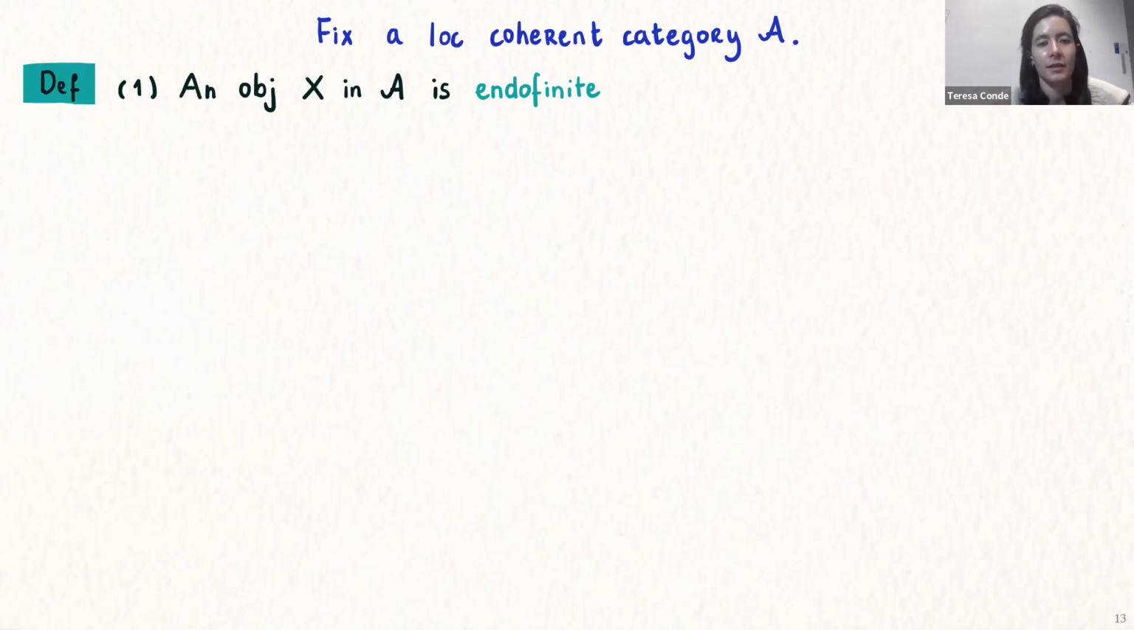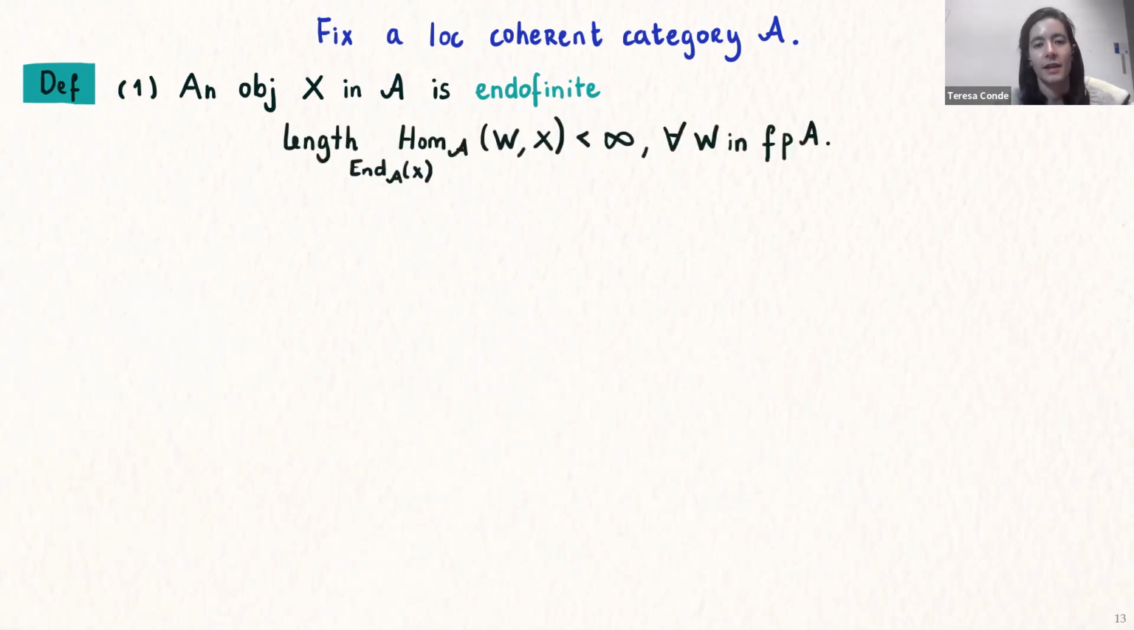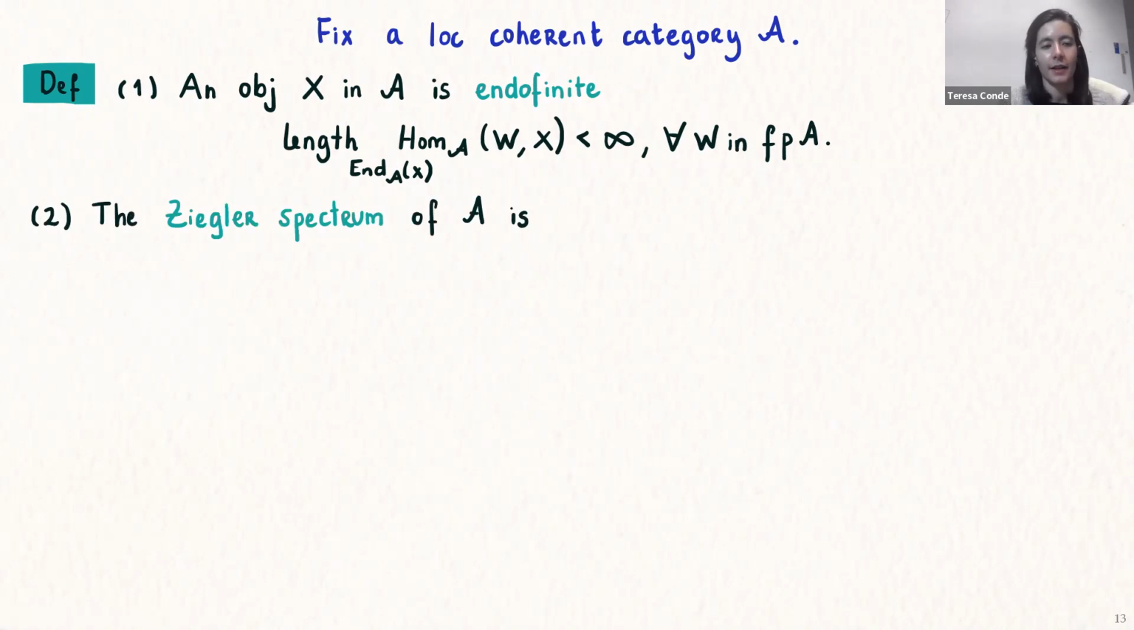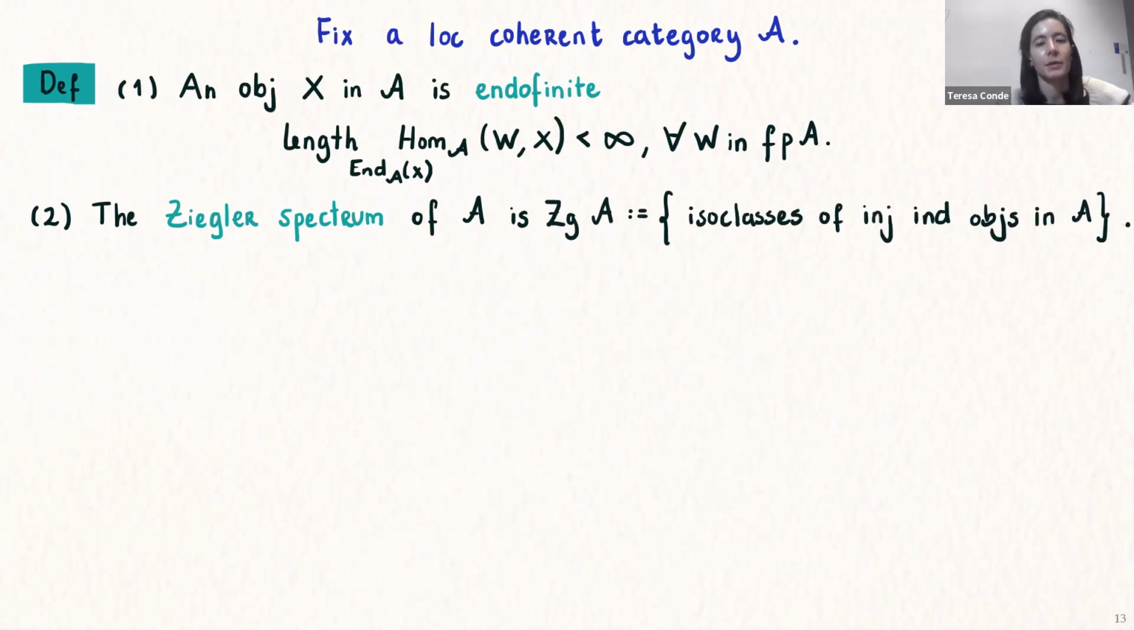We are going to say that an object X in A is endofinite if for every finitely presented object W, the length of Hom(W, X), seen as a module over the endomorphism ring of X, is finite. Okay, and another notion that we need is the Ziegler spectrum of A, and the Ziegler spectrum of A is simply the set of all isoclasses of injective indecomposable objects in A.